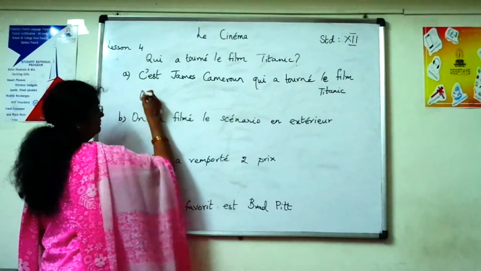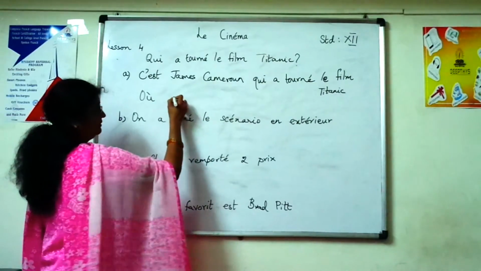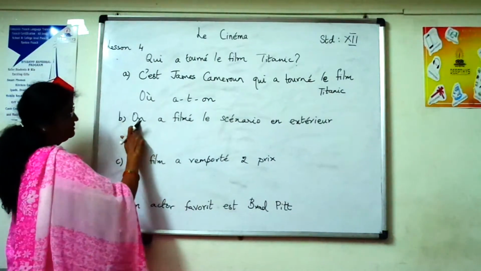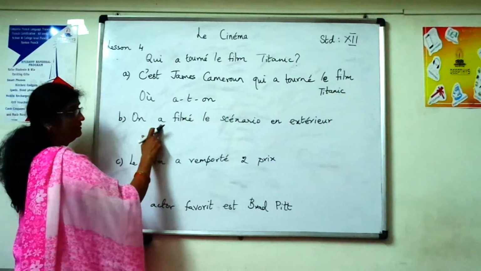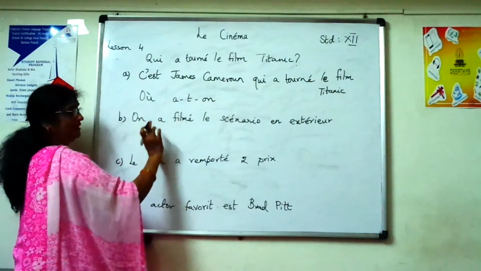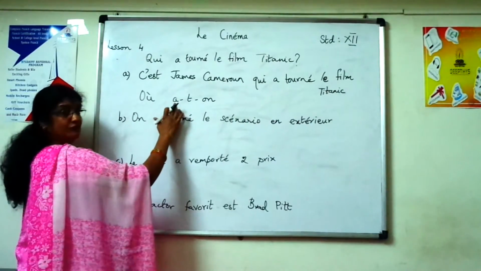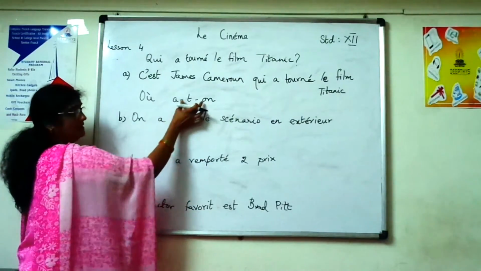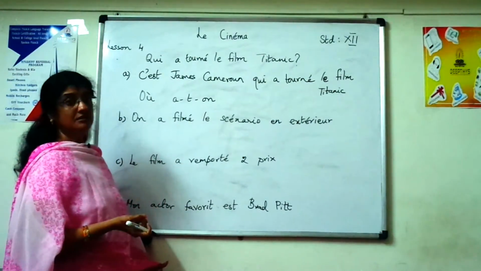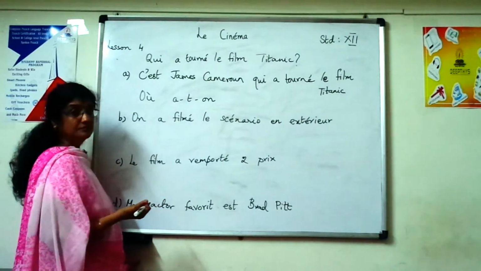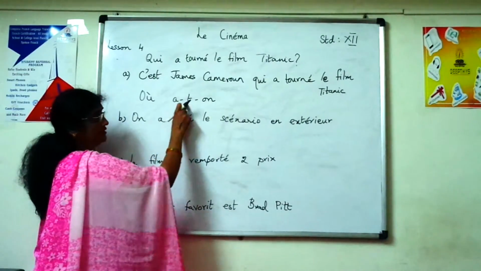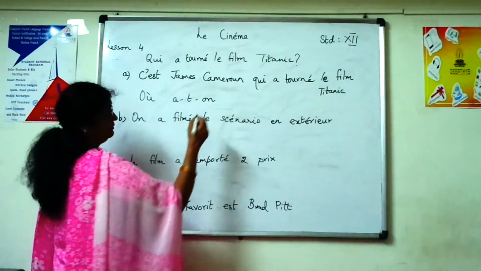So où a-t-on? So this is the subject and this is the verb. And this is in past tense. So now when I'm asking a question, I'm inverting it where the auxiliary verb comes first and then I put this. And because there is a clash in the vowel sounds, I'm introducing the T. Remember, when you invert the subject and the verb and you're asking a question, and when there is a clash of two vowel sounds, you introduce T. So, où a-t-on filmé?